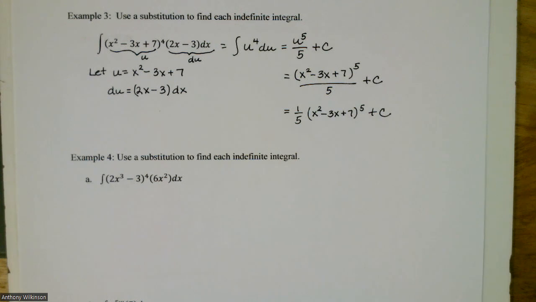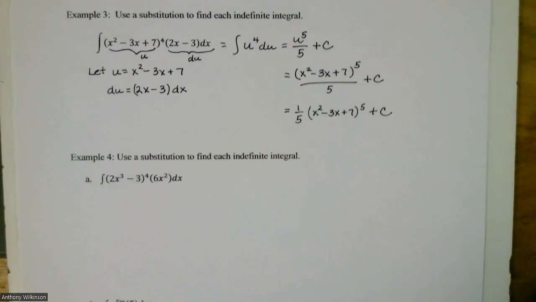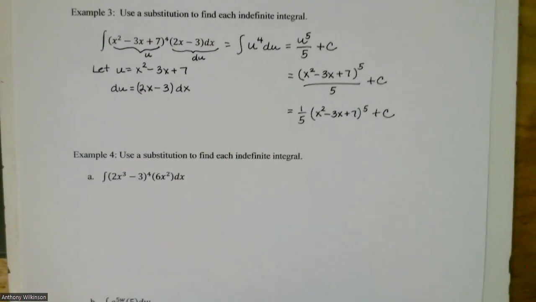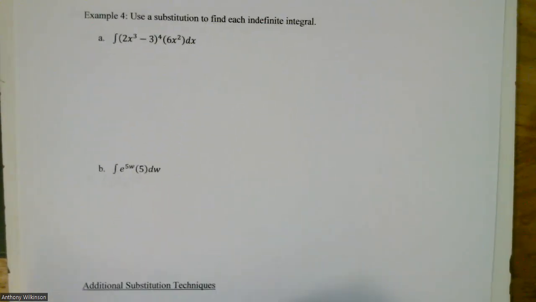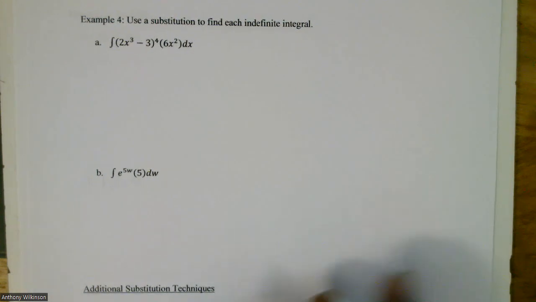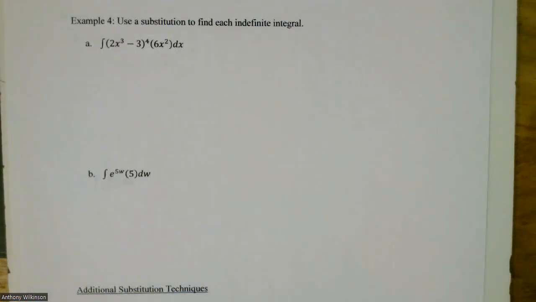All right, so that's how we do integration by substitution. Okay, here's another example. Here we're going to use a u substitution to find each indefinite integral. So in part A of example 4, we got the integral of 2x cubed minus 3 raised to the 4th times 6x squared dx. So here I'm going to use an appropriate u substitution.